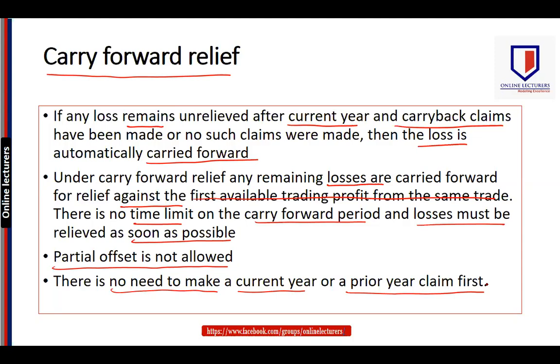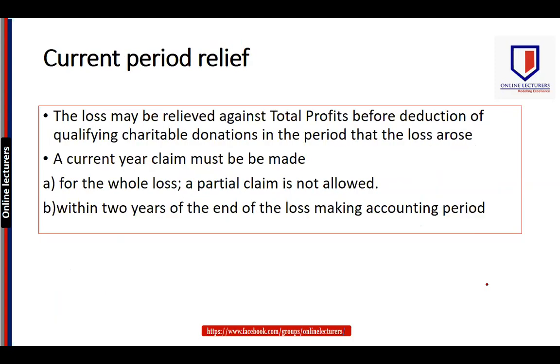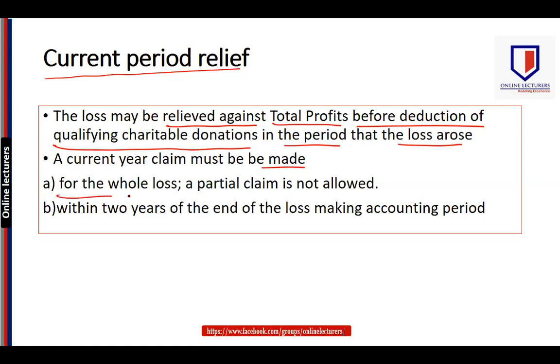And if you want to opt for current period relief, then the loss may be relieved against total profit before deduction of QCD in the period that the loss arose. A current year claim must be made for the whole loss. A partial loss claim is not allowed, and it must be claimed within 2 years of the end of the loss-making accounting period. So if the loss-making accounting period is, suppose, 2019, you have to get the relief within the 2 year period.